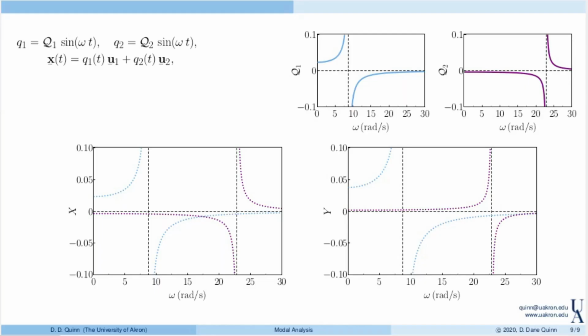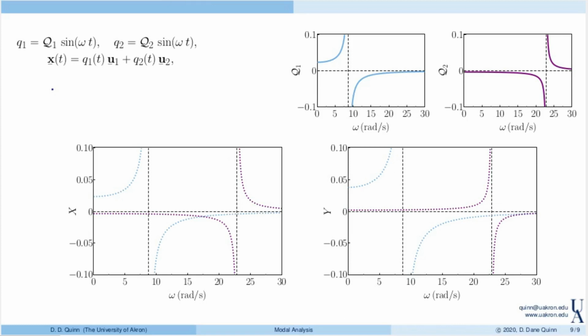So if we want to talk about how the system responds, I need to go back and reconstruct the original solution. So here Q1, some amplitude, sine omega t. Q2 is the amplitude, sine omega t. And here I've redrawn those. This was the amplitude of mode 1. This is the amplitude of mode 2. So the overall response is just, again, reconstructed as Q1 times U1, the first mode shape, plus Q2 times the second mode shape.